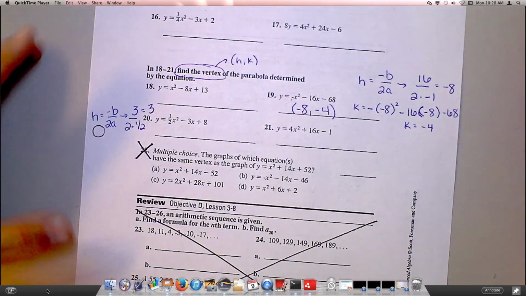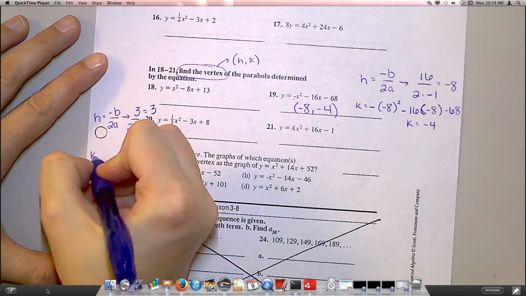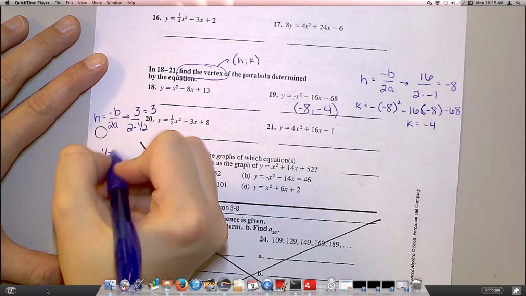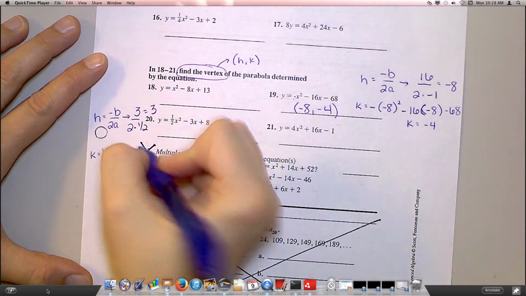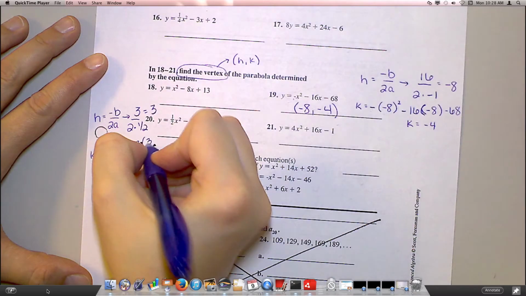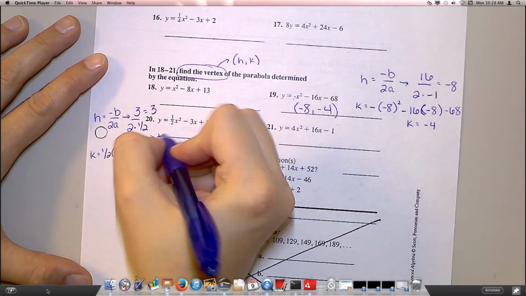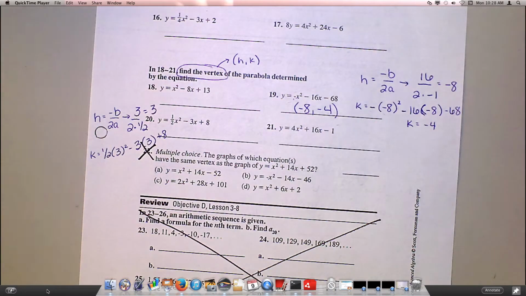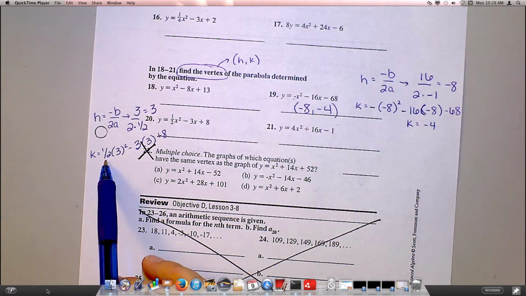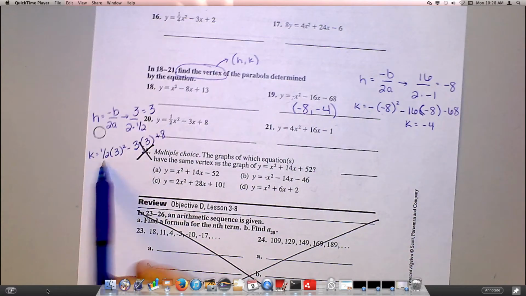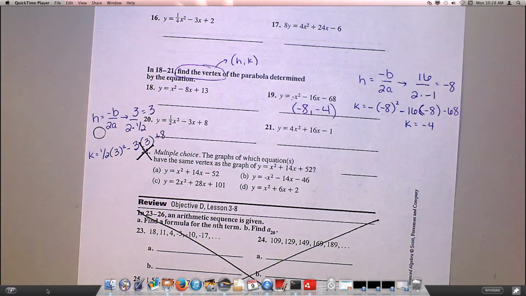And then I'm going to put in, for k, 1/2 times 3 squared minus 3 times 3 plus 8. And if you don't want to type in 1/2 to your calculator, of course, you can make that a 0.5. That's going to be 2.5? Yeah. Is that right?